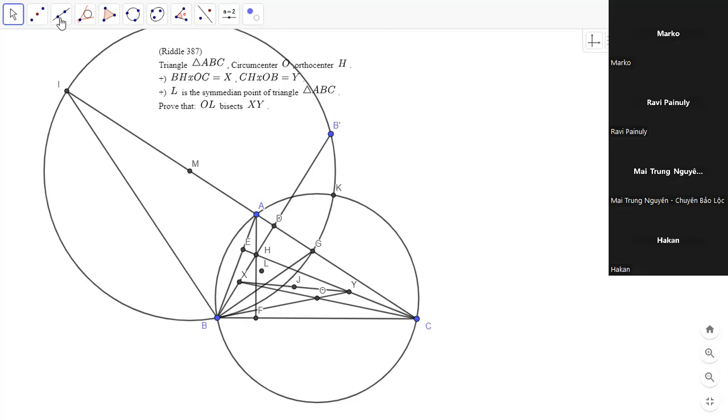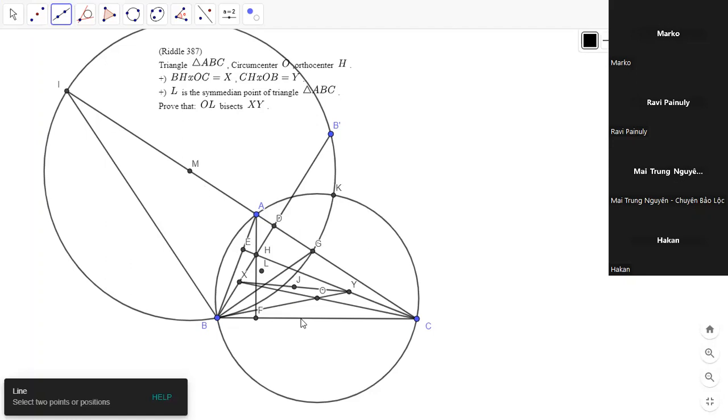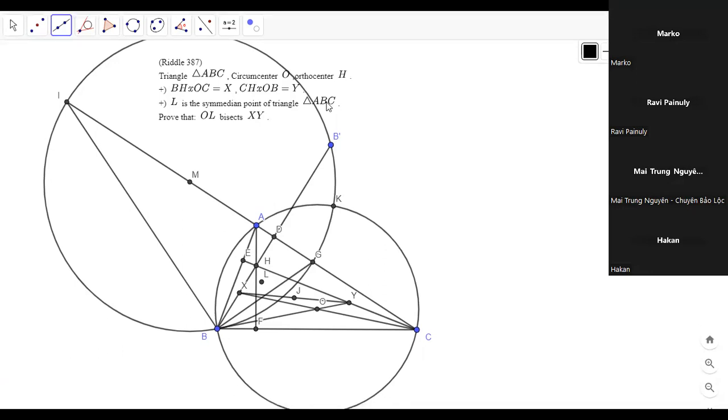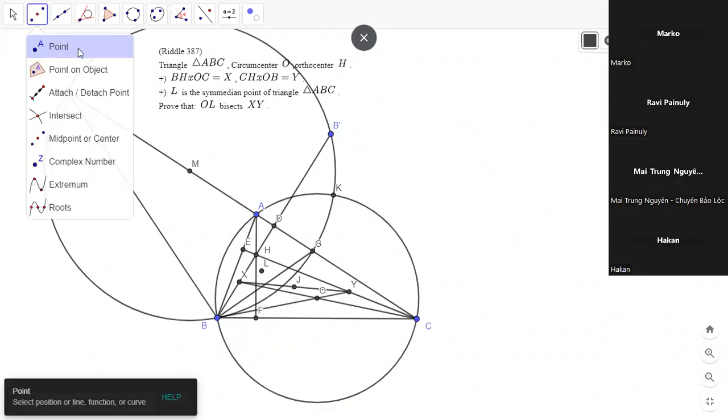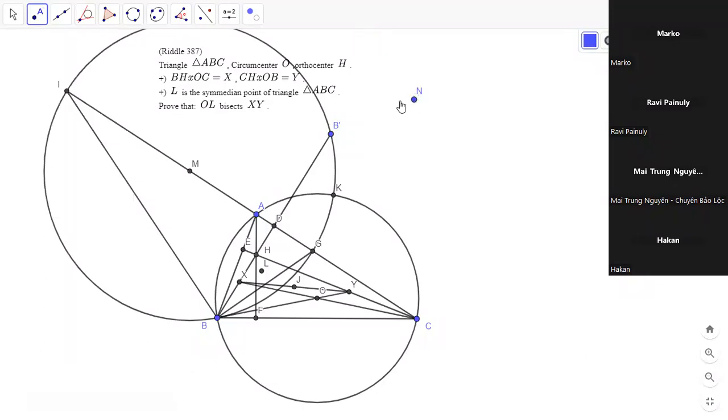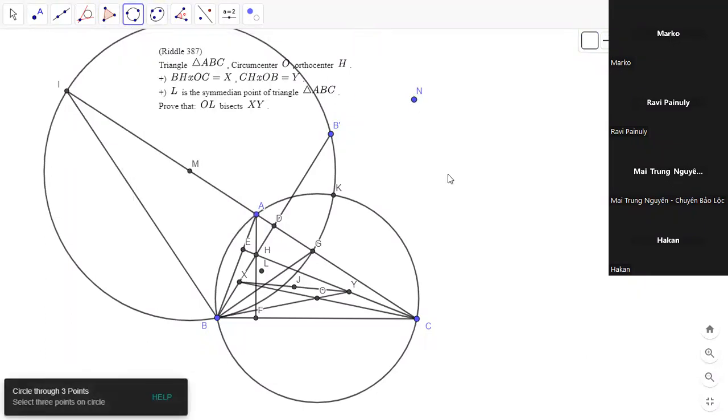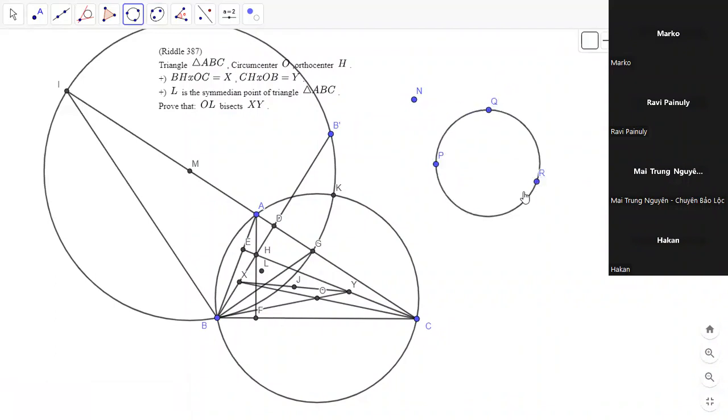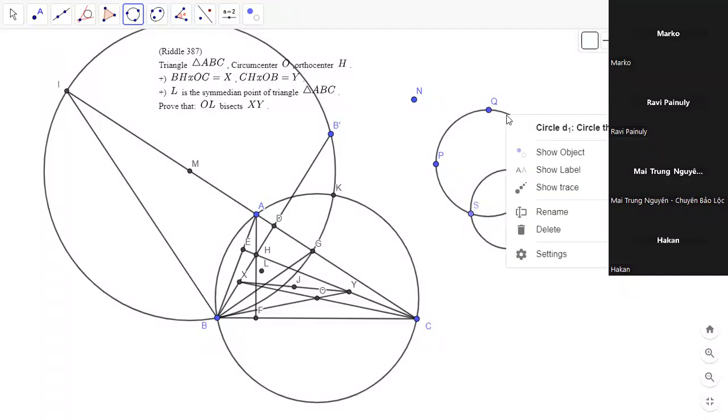Yeah, so let's see. How can we calculate the power of J with respect to this circle? I guess one thing we could try is Casey's theorem. Yeah, Casey's theorem is the main one that I think of. It says if you have a point and 2 circles, any point and any two circles, let's call them circle alpha and beta.